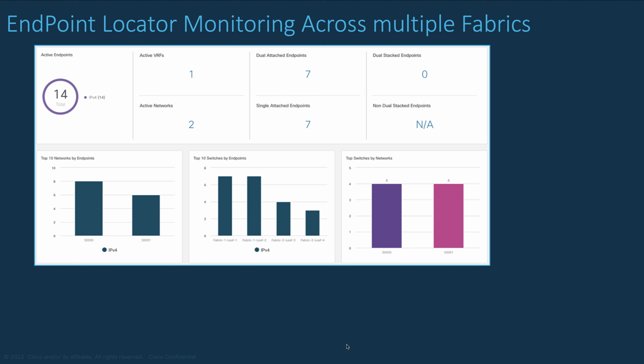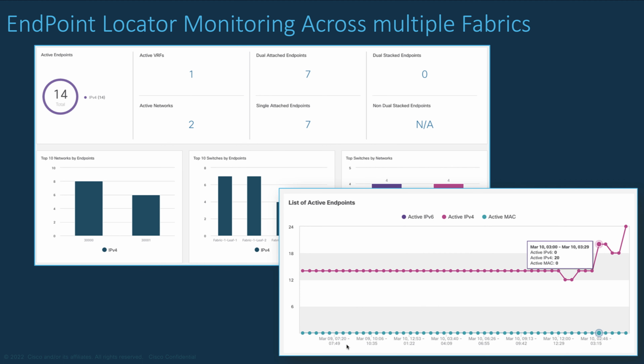You can visualize the active endpoint locator inventory within the fabric from the dashboard menu. From there, you can get a summary of the active VRF, active networks, dual attach endpoints, or single attach endpoints. And you can view the inventory over a timeline from where you can see when new endpoints have been added or removed from the fabric.